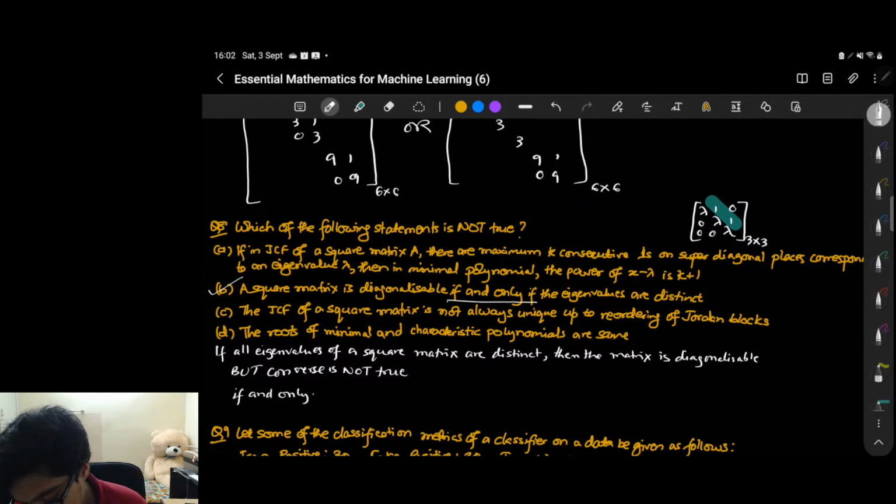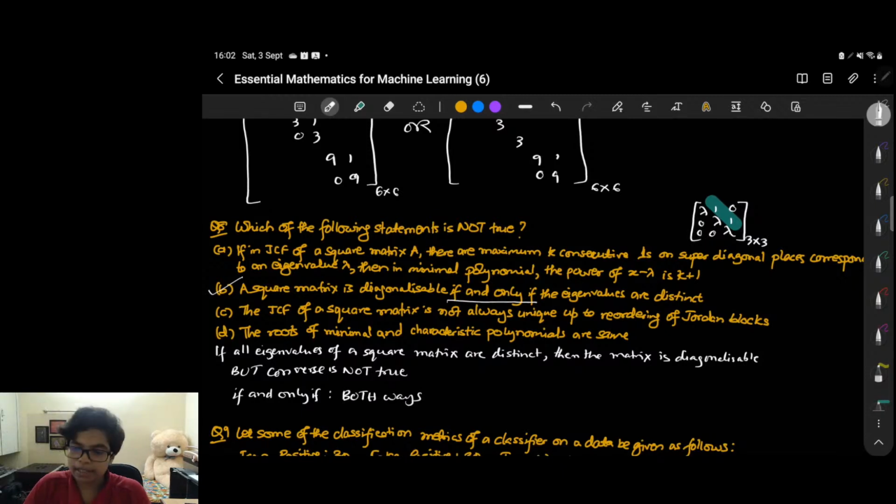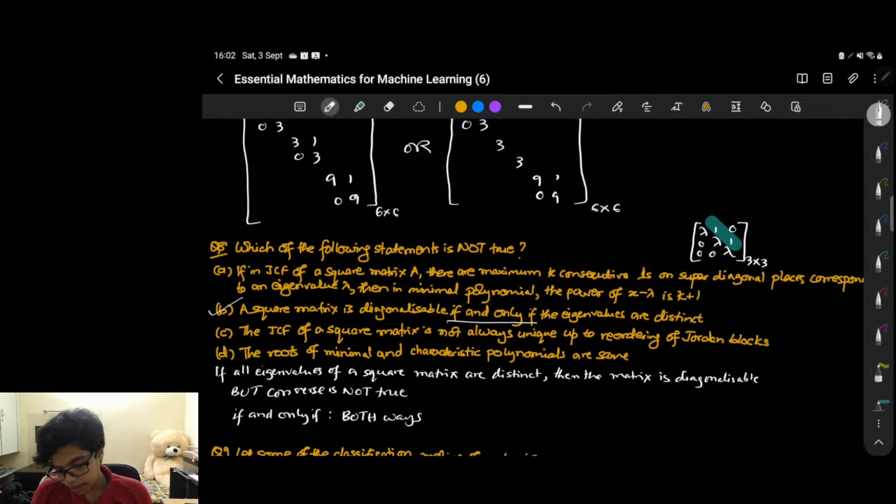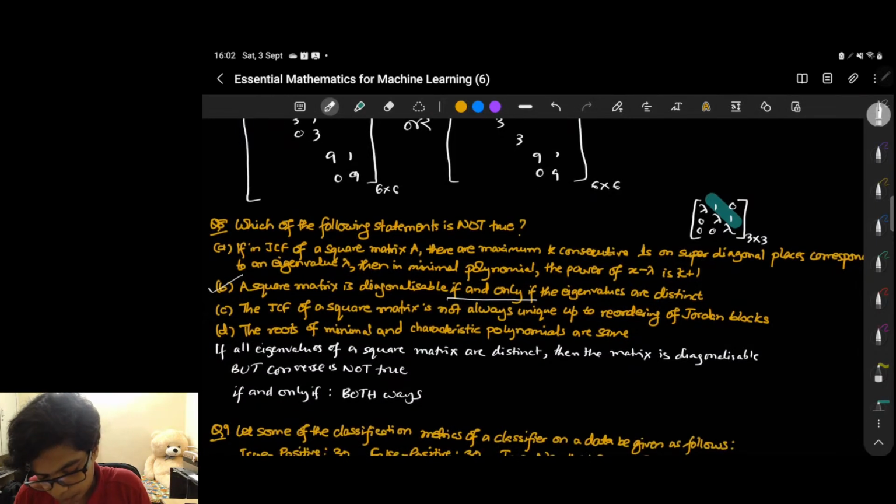And if and only if is something which should work both ways. Whenever you have if and only if in a statement, that means the left hand side implies the right hand side, and the right hand side also implies the left hand side, which is not the case over here. Eigenvalues being distinct implies that the matrix is diagonalizable, but that doesn't mean that a matrix will be diagonalizable only if your eigenvalues are distinct. You can diagonalize even with same eigenvalues. So that's a false statement.